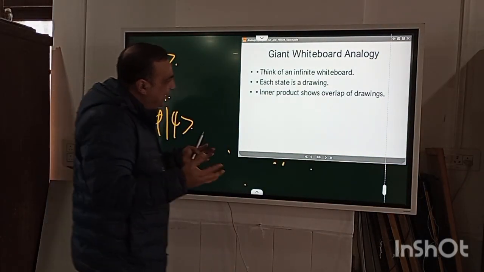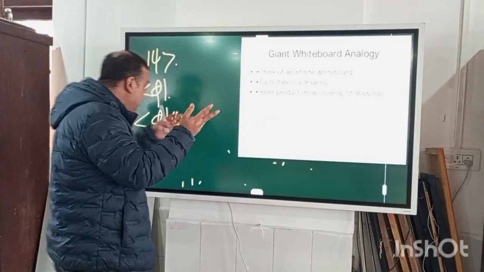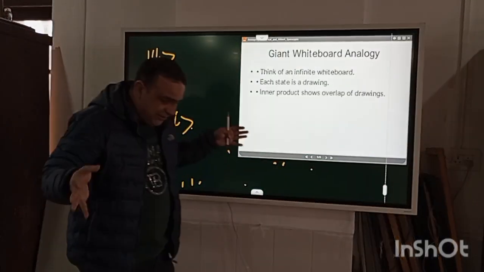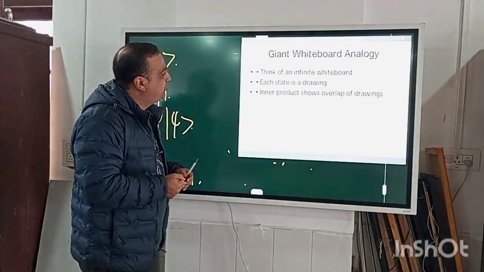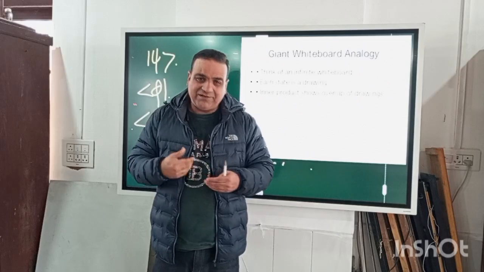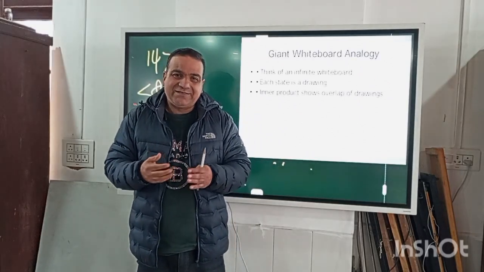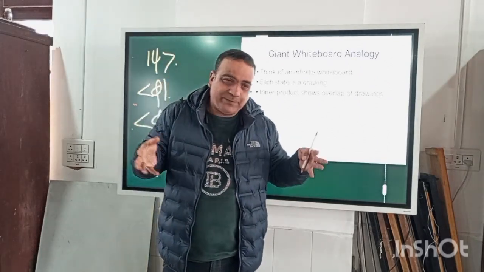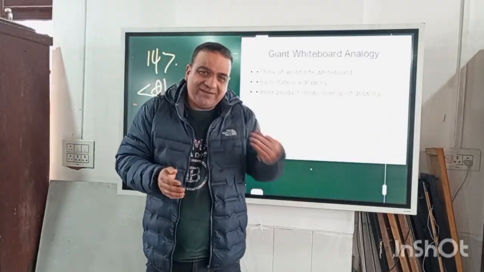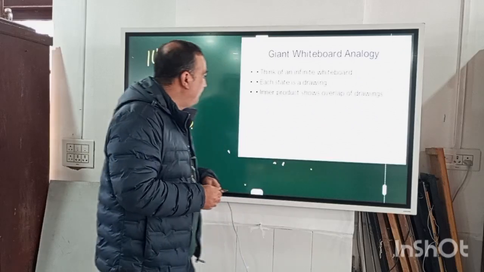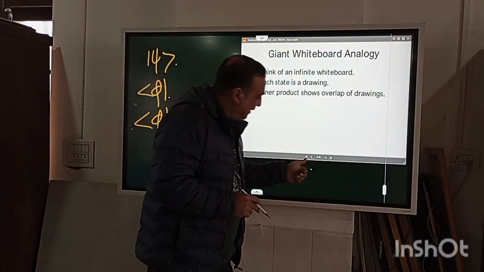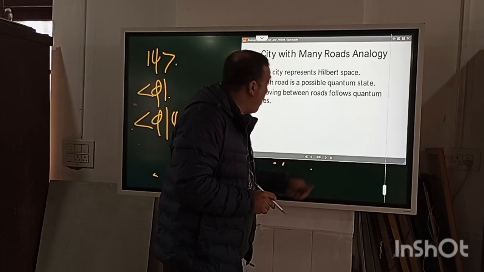Now, what does the inner product between the two states tell us, if we define two states on this board as the ket of psi and the bra of phi, and we take the inner product of the two? The inner product will tell us the extent of overlap that's taking place between one drawing and another drawing on the board. So this can be another way of understanding, in day-to-day examples, these kets and bras.